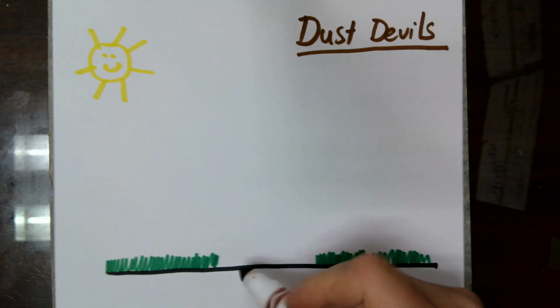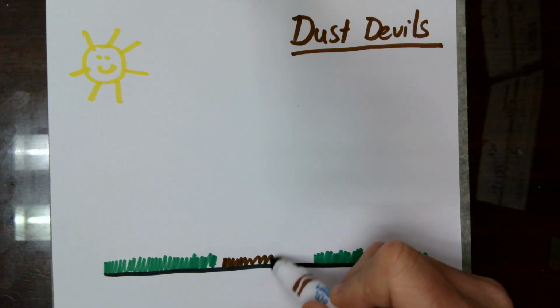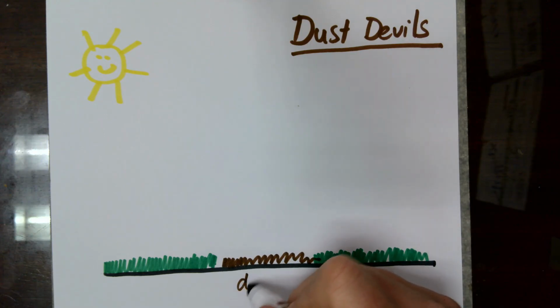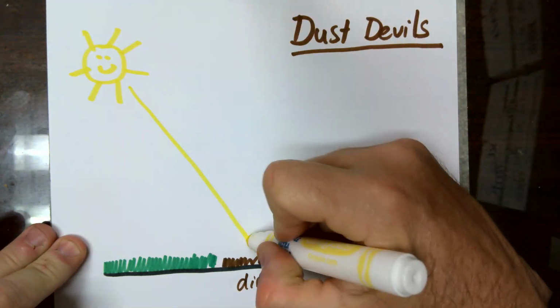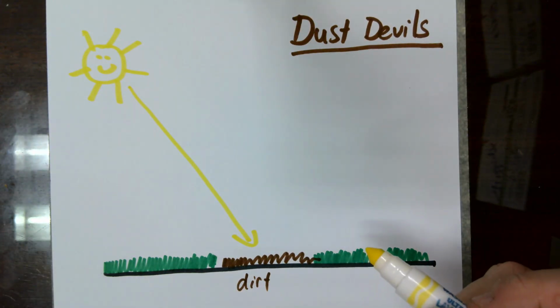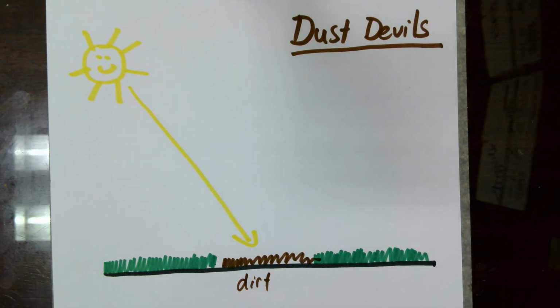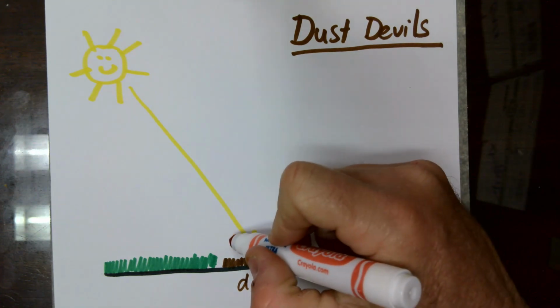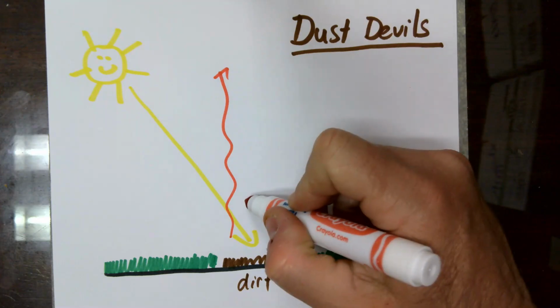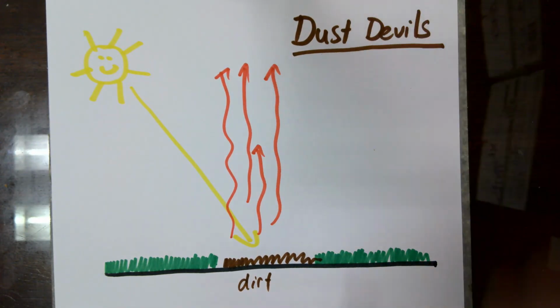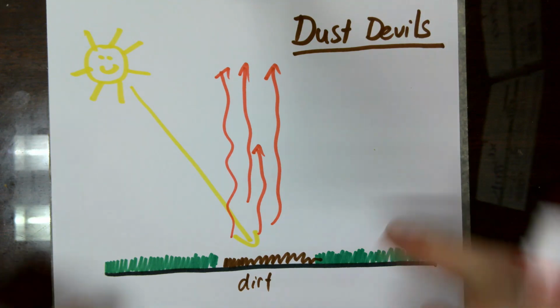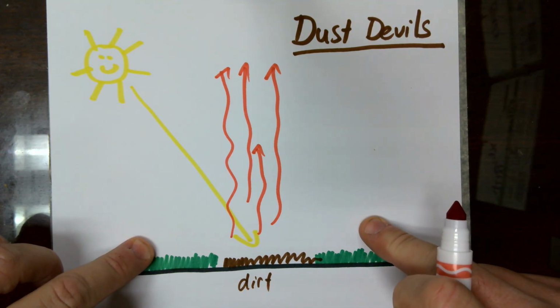But imagine that I had a little exposed path of dirt. It's got some loose dirt right here. Well, if the sunlight hits that dirt, it's going to get hot. And the air over the dirt is going to get hot. And we know that hot air does what? It rises. So we're going to have something like this going on. The air right there is going to be rising, whereas the air over here will not be rising.